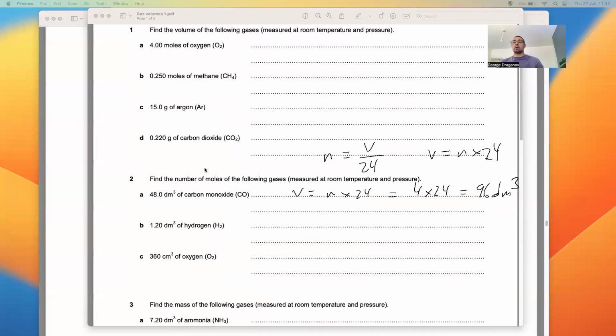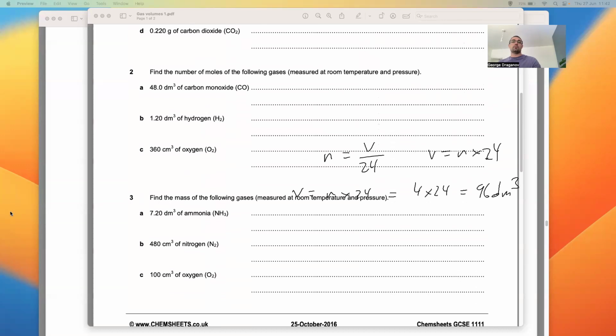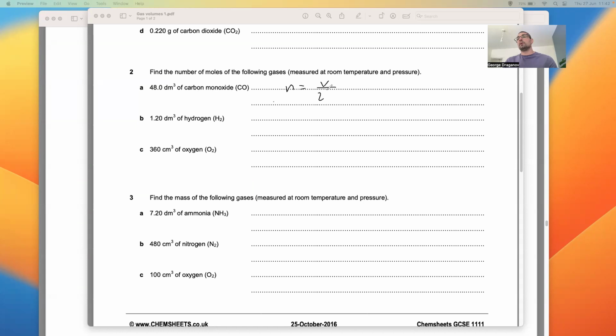Okay, next we go through numbers 2 and 3, one example of each. There'll be full solutions in the answers, so you can practice these. 2a, find the moles. So moles equals V over 24. V is 48. Is it in decimeters cubed? Yes, it is. So I don't need to do anything. And the answer is 2 moles.